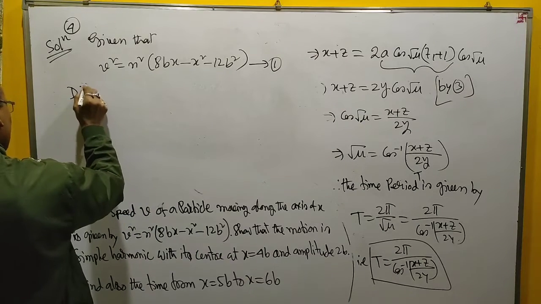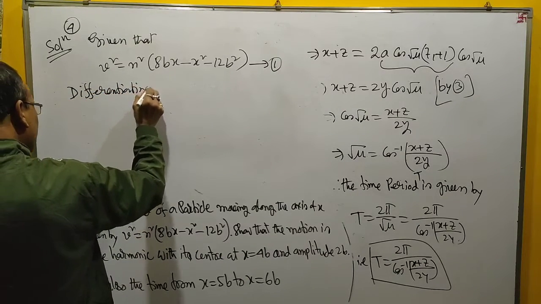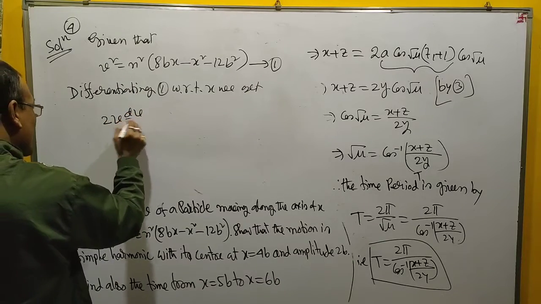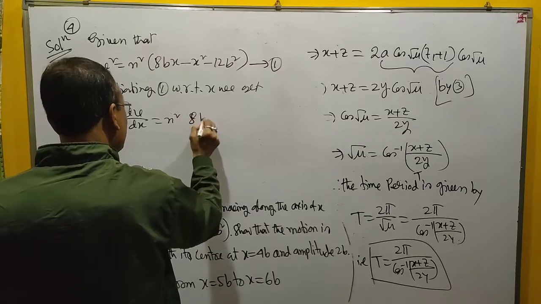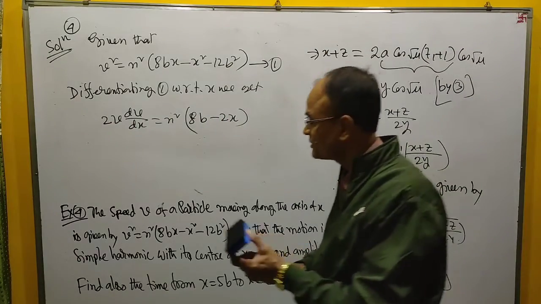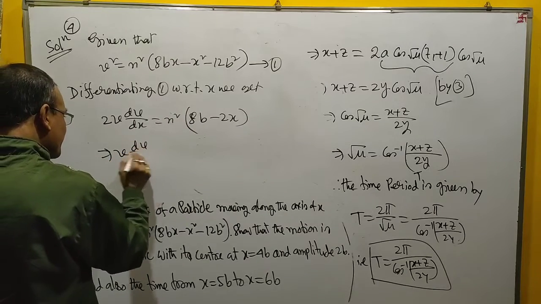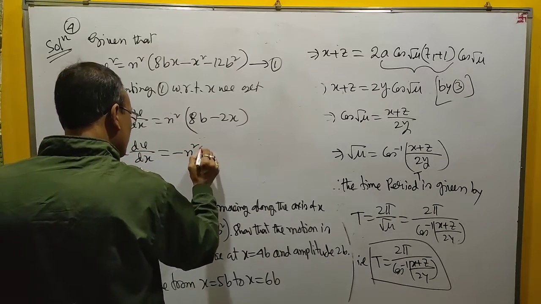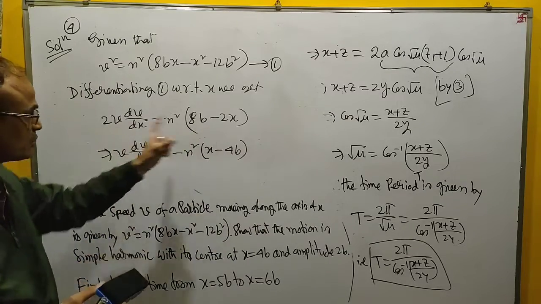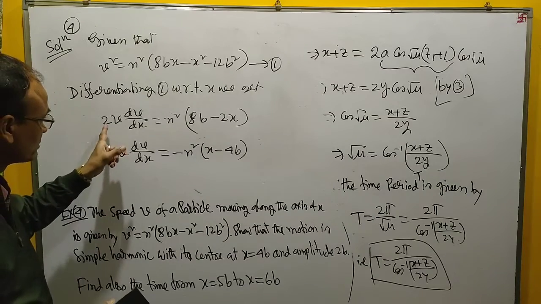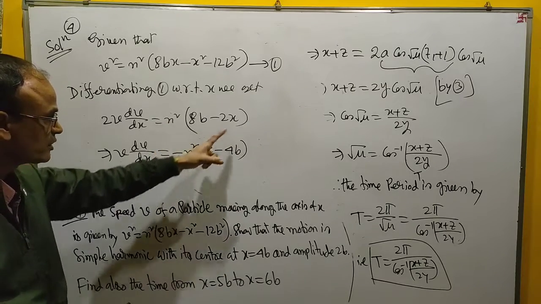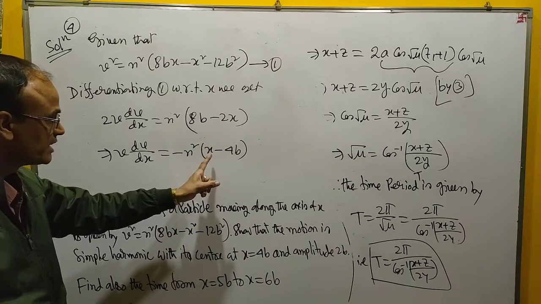Differentiating one with respect to x, we get twice v dv by dx equal to n square into 8b minus twice x. This means that v dv by dx should be equal to minus n square into x minus 4b, because we have divided both sides by 2. The 2 is cancelled and 8b minus twice x means 4b minus x. Negative sign has been taken, that's why we have written x minus 4b.